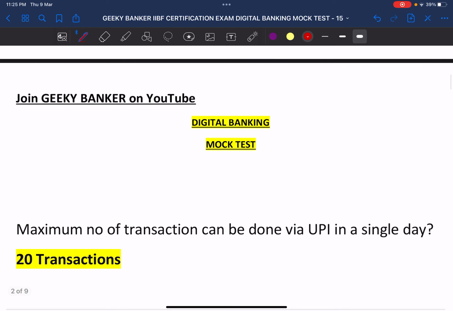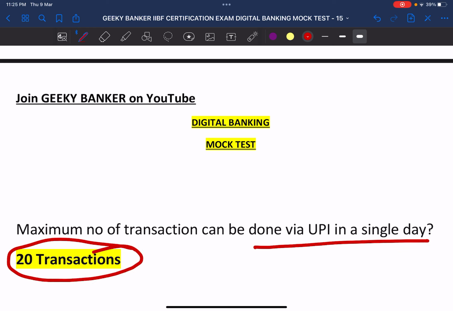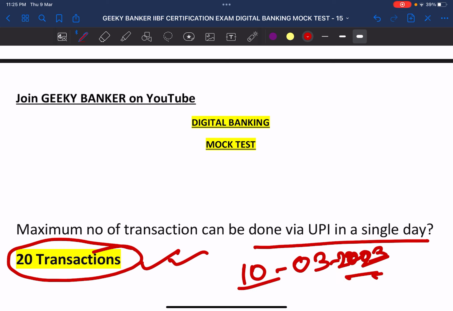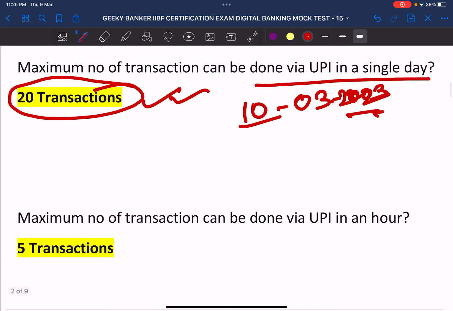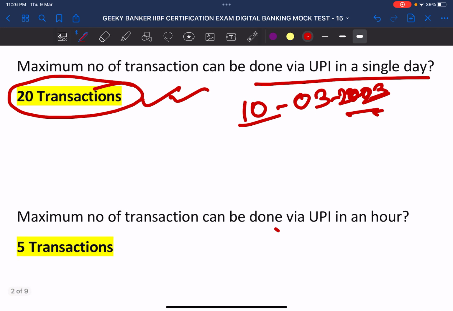First question is maximum number of transactions that can be done via UPI in a single day. So this is 20 transactions. So via UPI you can do up to 20 transactions only in a day. So when we are talking about, suppose, 10th of March 2023, so 20 transactions.